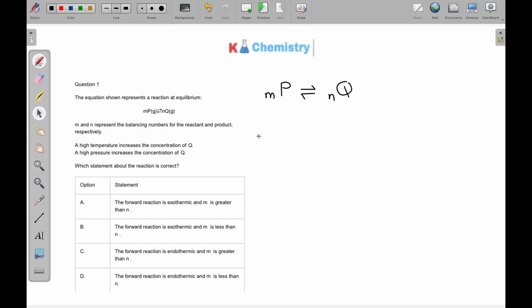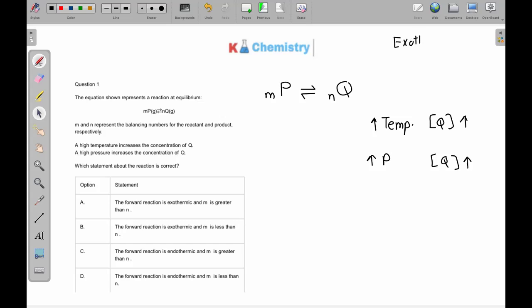A high temperature increases the concentration of Q. So I've increased the temperature and found that the concentration of Q has increased. And when I increase the pressure, the concentration of Q has increased. So he's asking whether the reaction is exothermic or endothermic. Let's imagine that the reaction is exothermic.